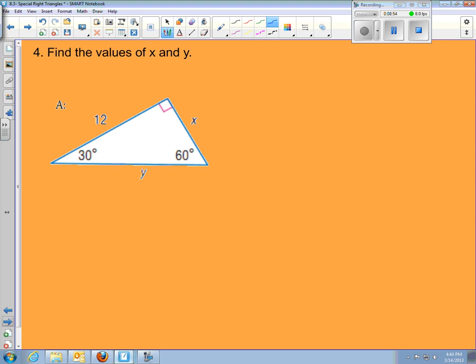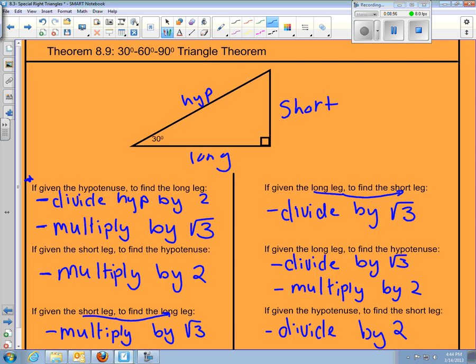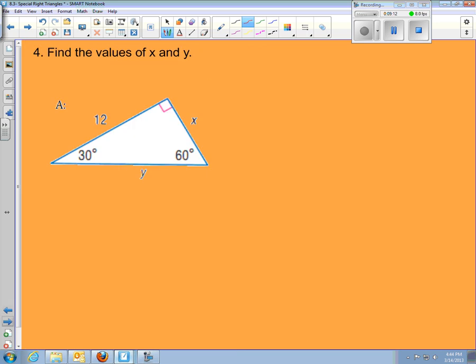So I always recommend to my students, go back and look. If given the long leg, to find the hypotenuse, we have this rule. And if given the long leg to find the short leg, we have that rule. Well, I really like doing the least amount of work as we have to. And so let's go ahead and find the short leg first, because it's only 1 step.